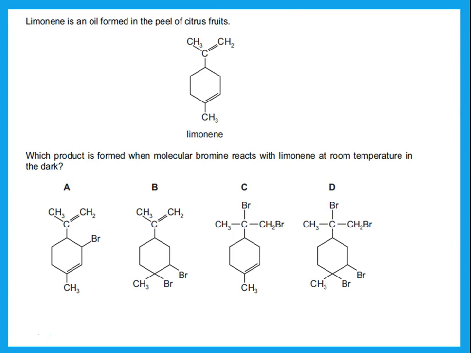Okay, he gives me a compound that has double bonds, and he says which product is formed when bromine reacts with this. We should know that when bromine reacts with a double bond, it opens the double bond and puts 1 bromine on each of the carbons that have the double bond. Here I had 2 double bonds. Can you see where the double bonds are in limonene? I have 2 double bonds, so I'm supposed to open these 2 double bonds and put a bromine on each of the carbons. So my answer is D. Can you see that it's D?